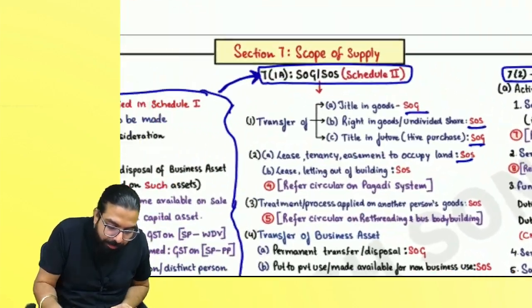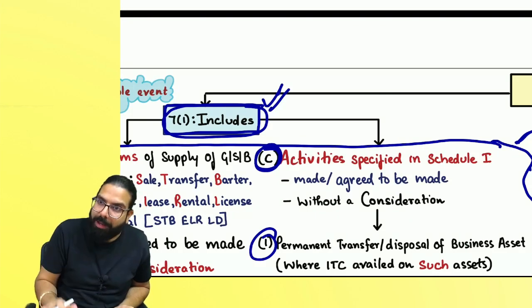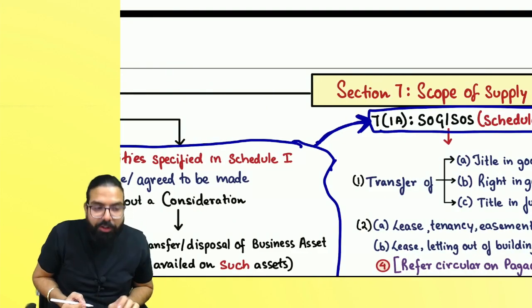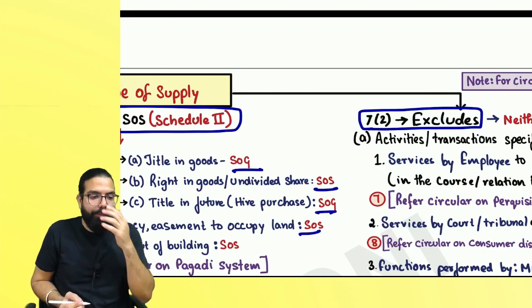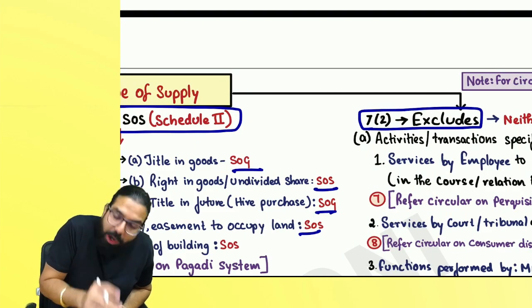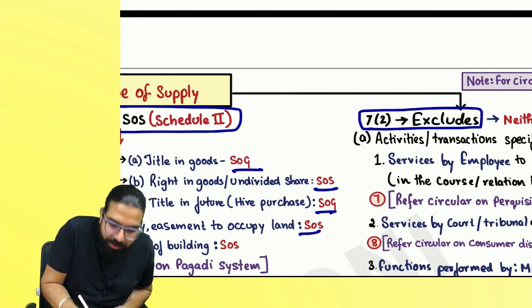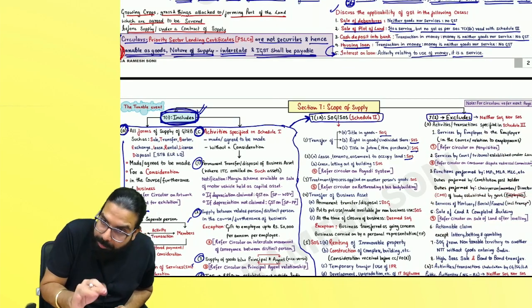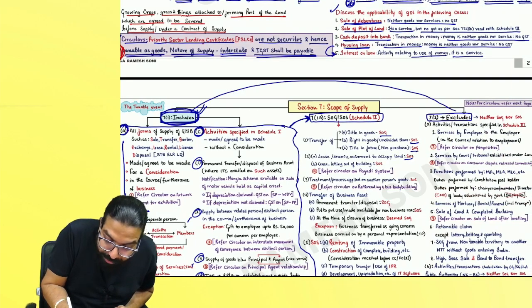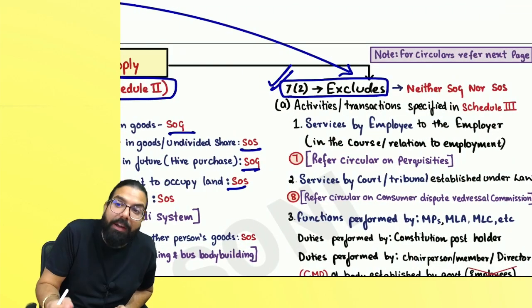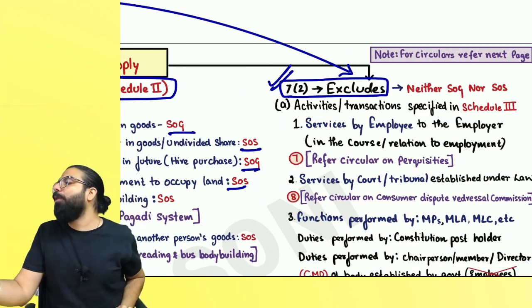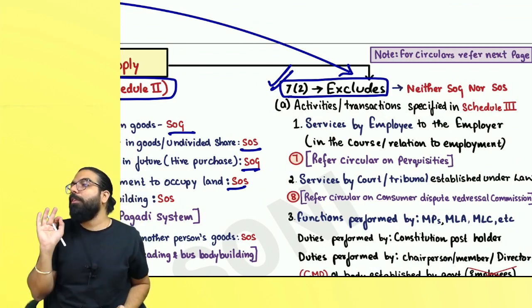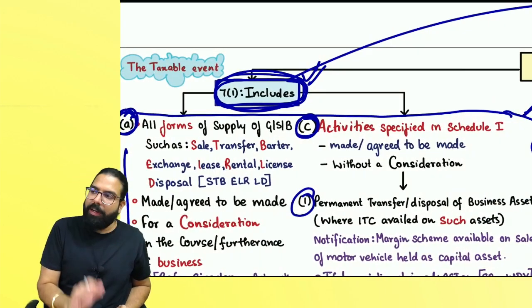Now, if your activity falls in section 7.1, it is supply. Then we go ahead and see whether it is supply of goods or supply of service. And then the next point comes over here. Even though your activity is a supply under section 7.1, if government has written your activity in section 7.2, it will be neither supply of goods nor supply of service. Means if your activity comes in 7.1, it is a supply.